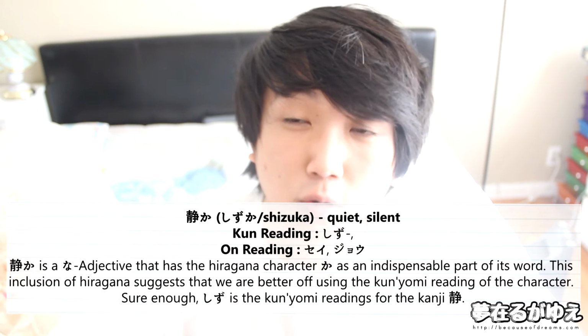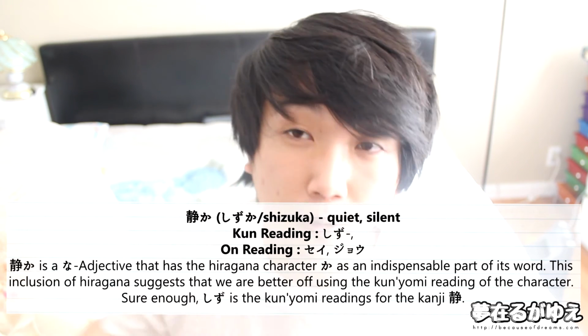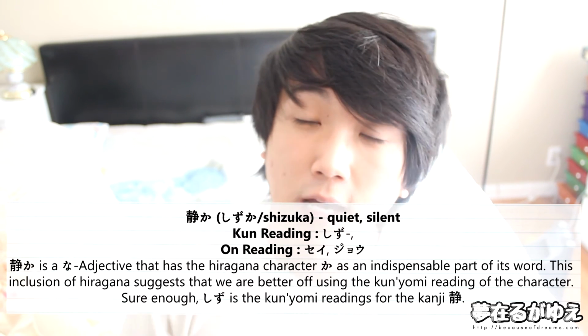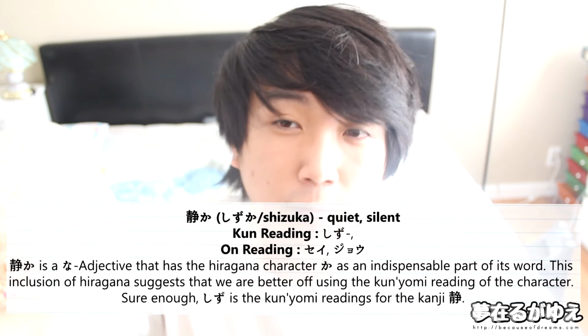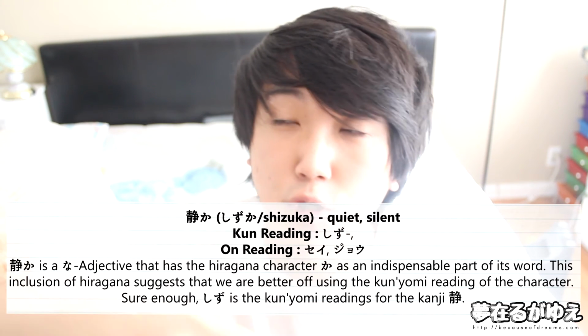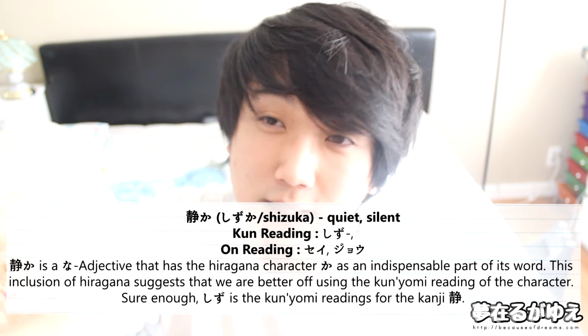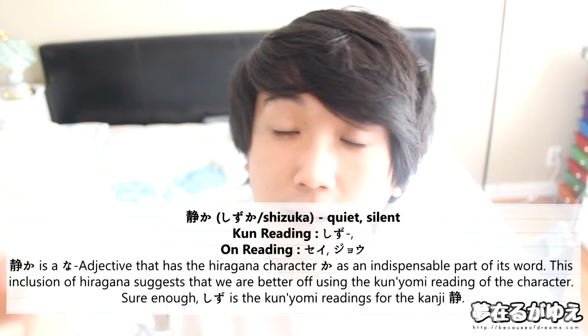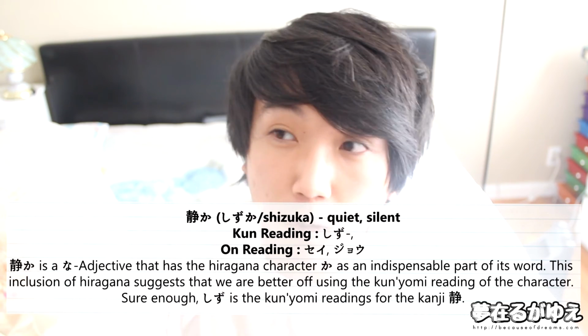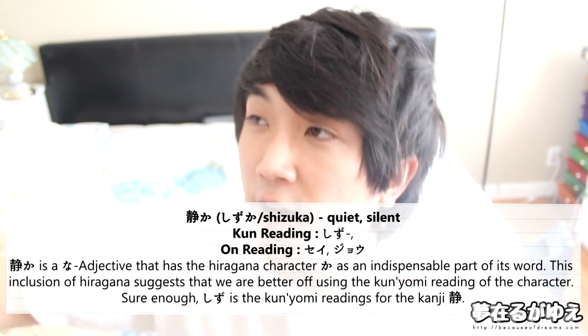If we know the kunyomi reading of that kanji character, we'll know that it is shizu, so we'll pronounce this whole word shizuka, as opposed to the reading we would use if we used the onyomi reading of that character, which would be either sei or jo, and sei ka or joka is not right. Because the character ka in that word is an indispensable part of the word, it doesn't drop or add on depending on what the adjective is modifying or anything like that.